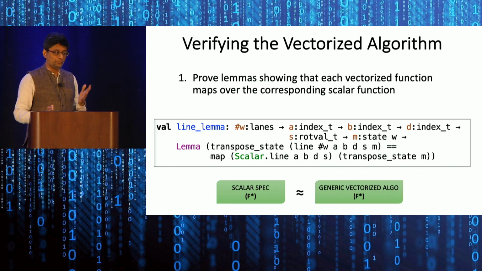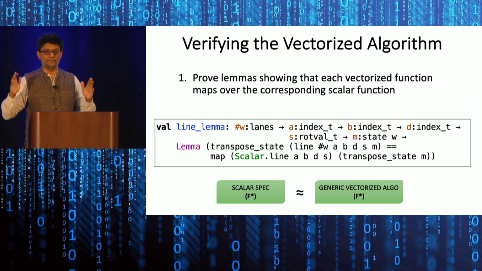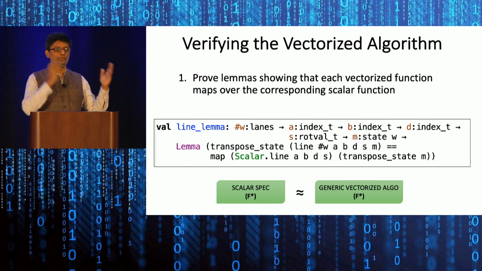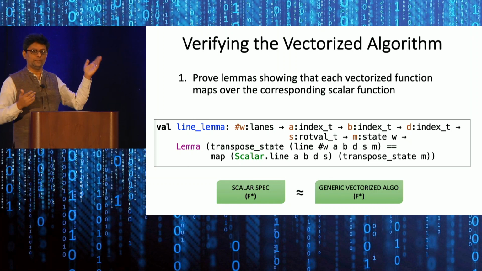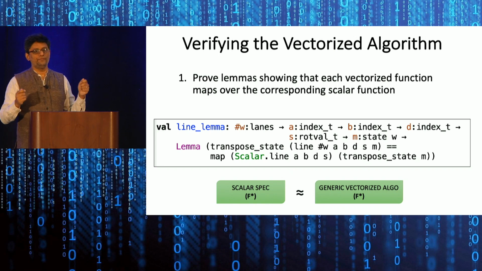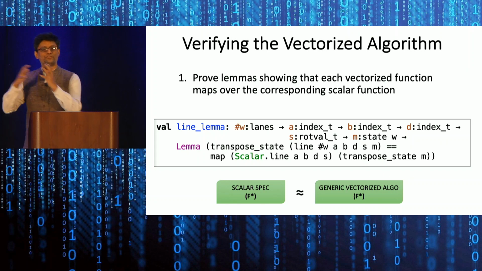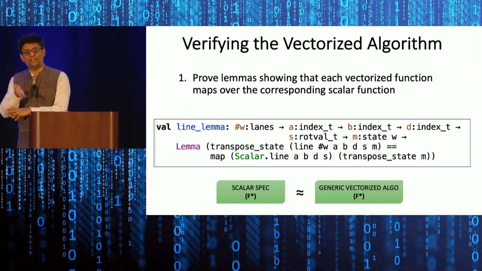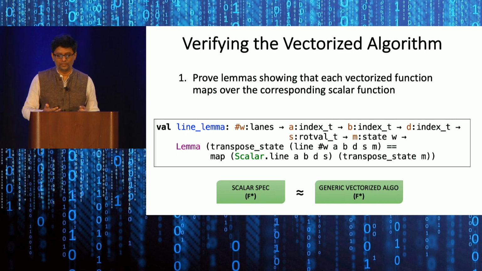Is it correct? To prove it's correct, there's at least two steps. First, which is the easy one, I would say, for each function that we define, like the line function, you prove that the vectorized version is simply a map of the scalar one. So this lemma here basically says that if you run the vectorized line function and then you transpose the state, it is the same result as if you transpose the state first and then you run the scalar line function on each component of the result. So that's the correctness guarantee for this one.